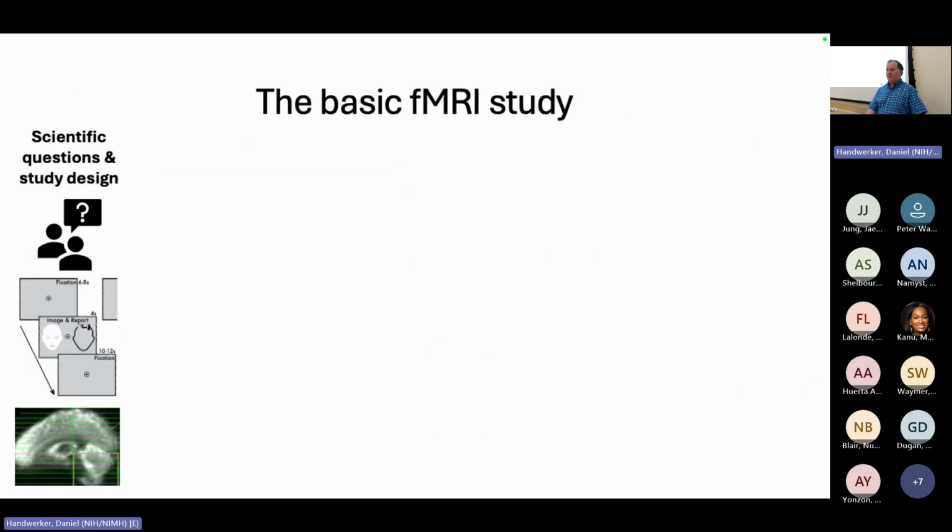So, the real basic fMRI study. I'm going to divide this into 5 parts, which will be roughly the way I'm going to go through the rest of this talk. So the first section is what I'll call scientific questions and study design.